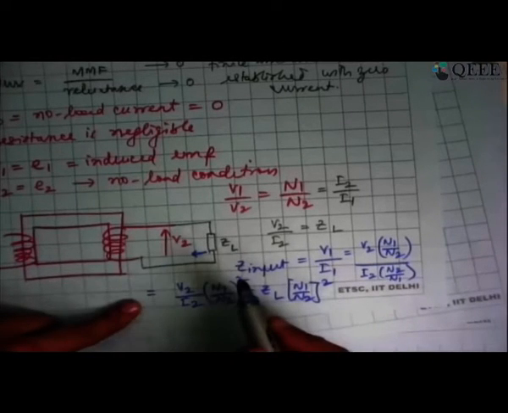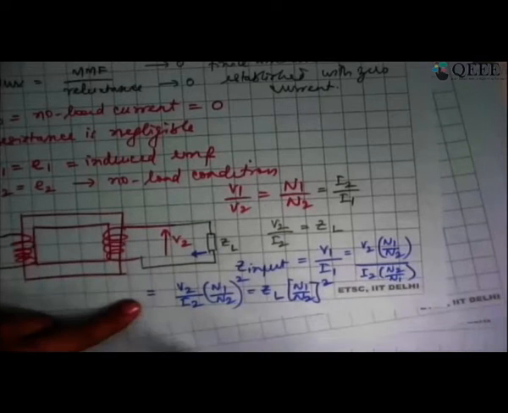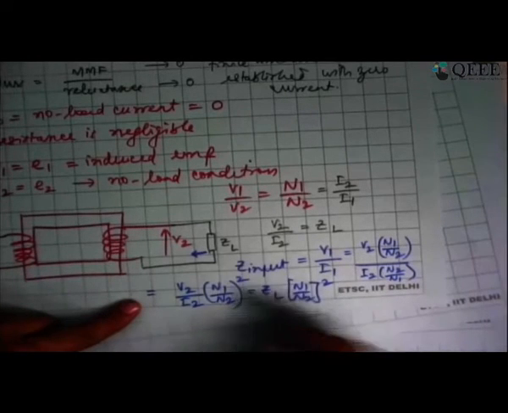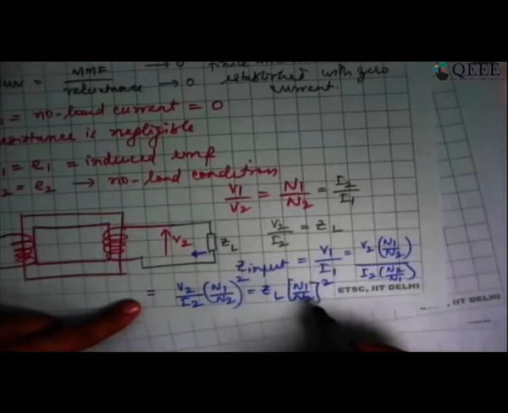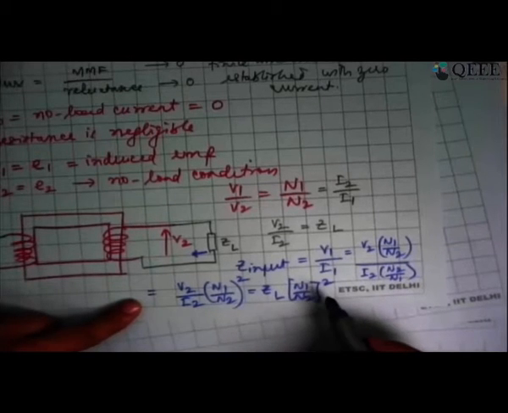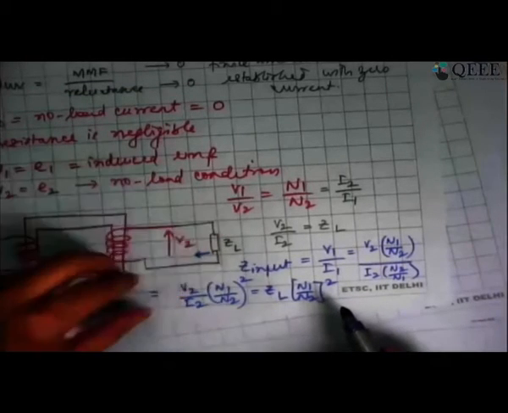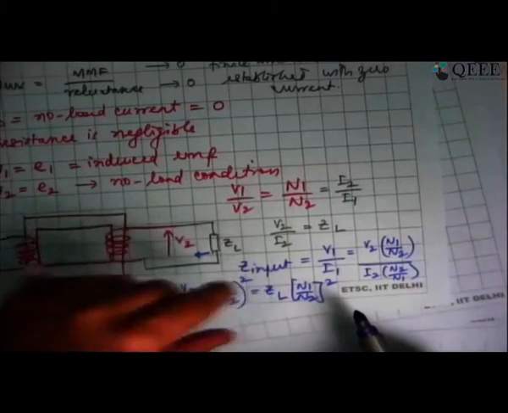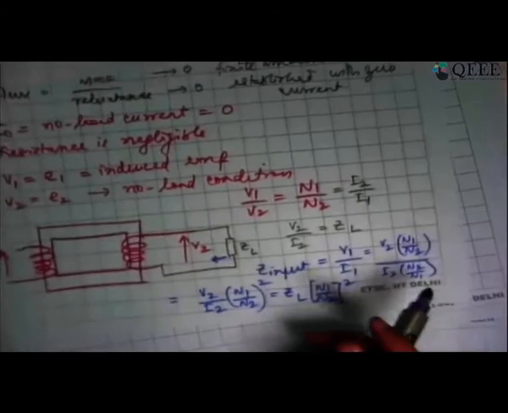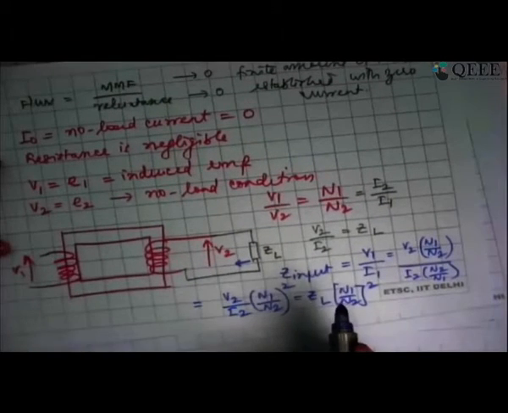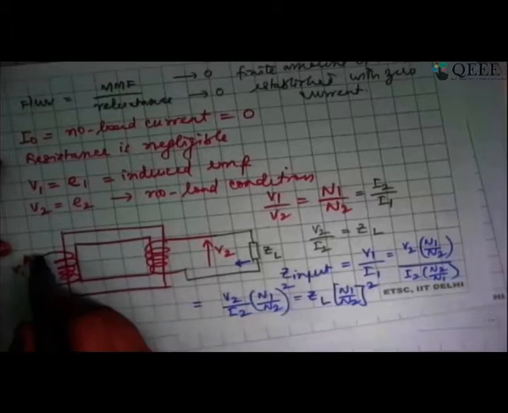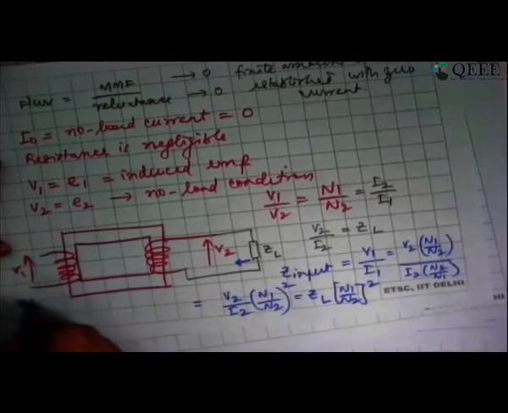So when I transfer ZL to the primary side, it is multiplied by the turns ratio squared. When I look at it from the primary viewpoint, the same ZL has to be represented as ZL multiplied by N1 by N2 the whole square. This is because the power is invariant. Whether I look at it from the primary side, the power is V1 I1.